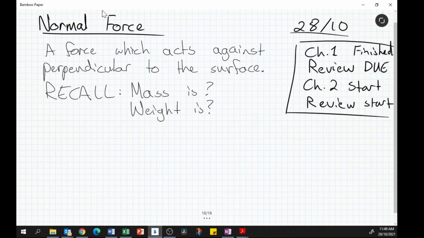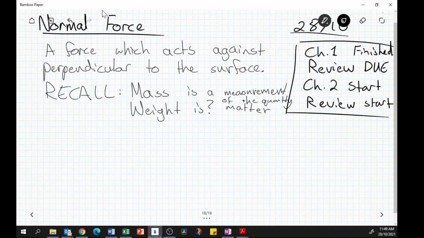Mass is, who wants to have a go? We'll get a volunteer to start us off. Nicola, what was that? Mass is a measurement of the quantity of matter? Yeah, I'm okay with that. That's kind of a cool little explanation. Quantity of matter. Thank you.